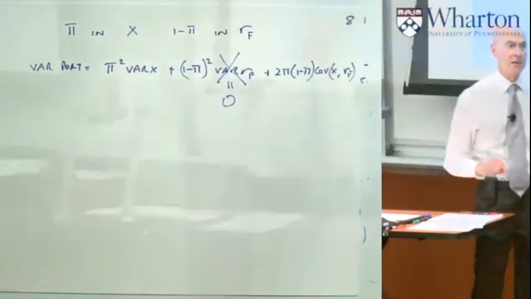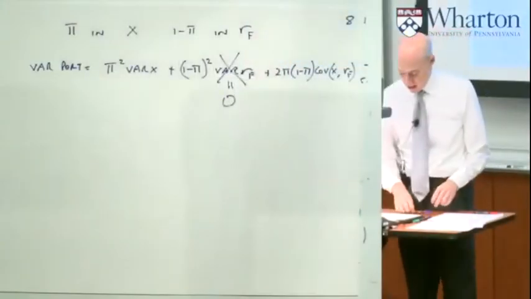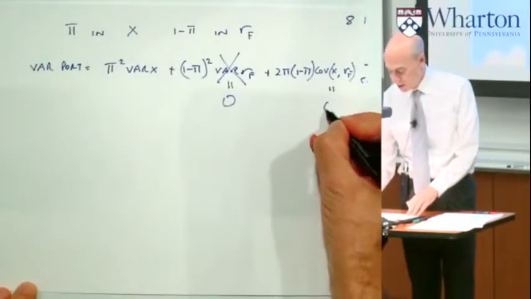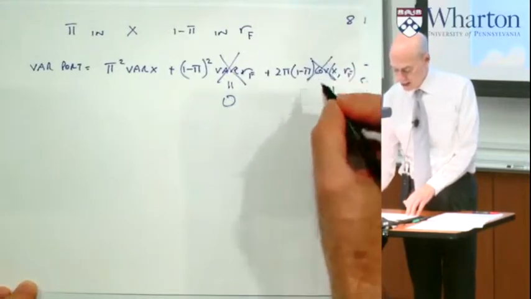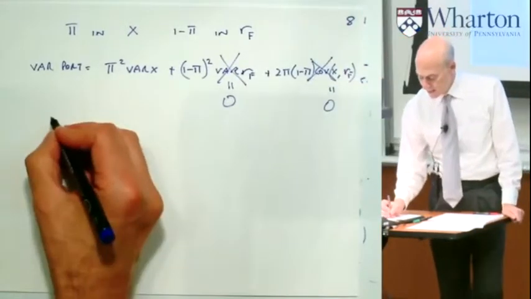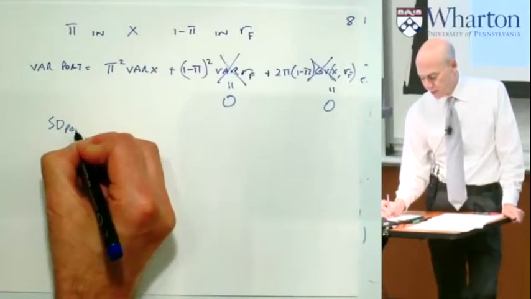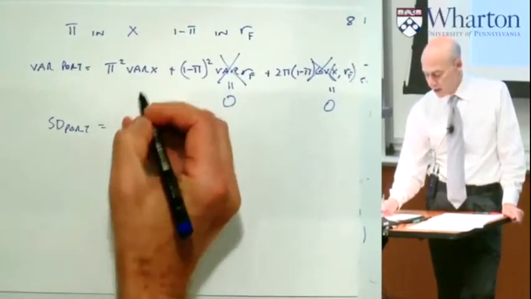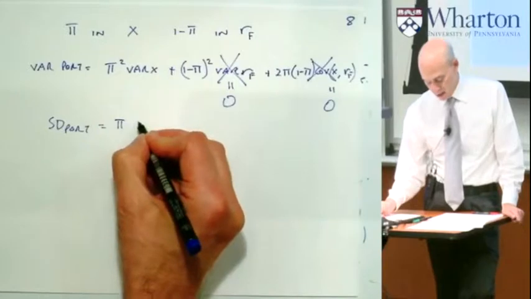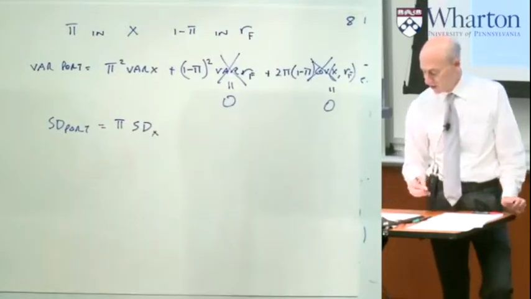What's the covariance of the risk-free with stocks? Risk-free is fixed. The stocks move around. Do they co-vary? Vary together at all? No. Again, RF is always at its mean, and so this is equal to 0, and this term drops out. So we get that the standard deviation of the portfolio is just the square root of this, which is pi times the standard deviation of x.